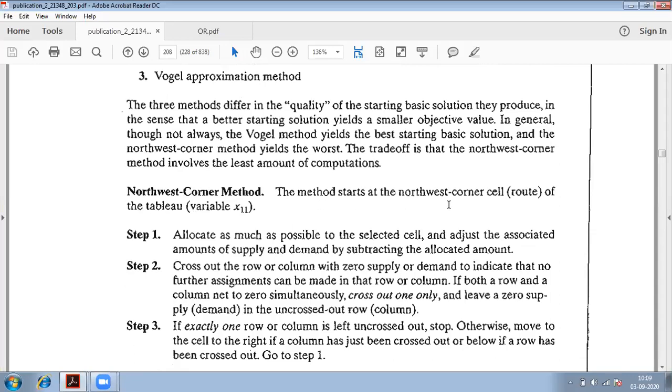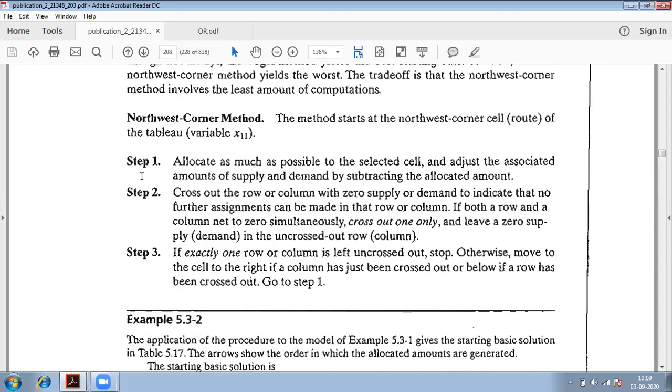This method starts at the northwest corner cell, that is the tableau variable x11. Step 1: allocate as much as possible to the selected cell, that is the first cell, x11. You have to allocate the maximum and adjust the associated amounts of supply and demand by subtracting the allocated amount.